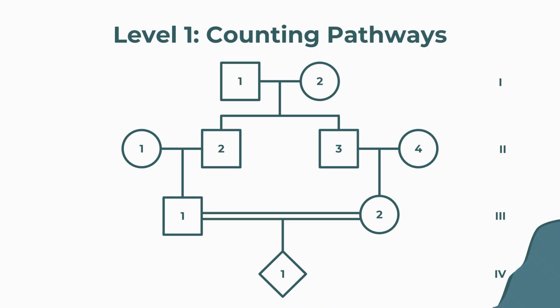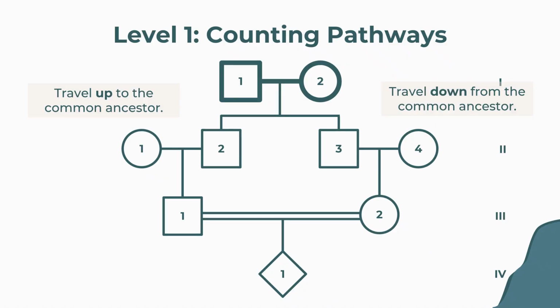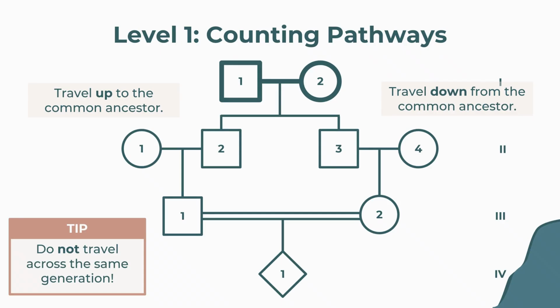Say first-degree cousins who are expecting a child. How would we count pathways in this case? You want to start with each parent and work your way up to their shared ancestor. The biggest tip I have is that while you're traveling to the common ancestor, you can only go up. Once you reach that common ancestor, you can only go down. You should never go across the same generation.